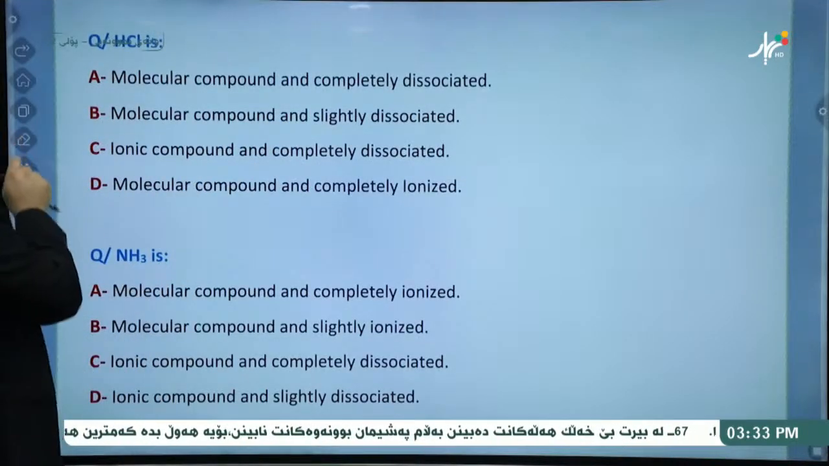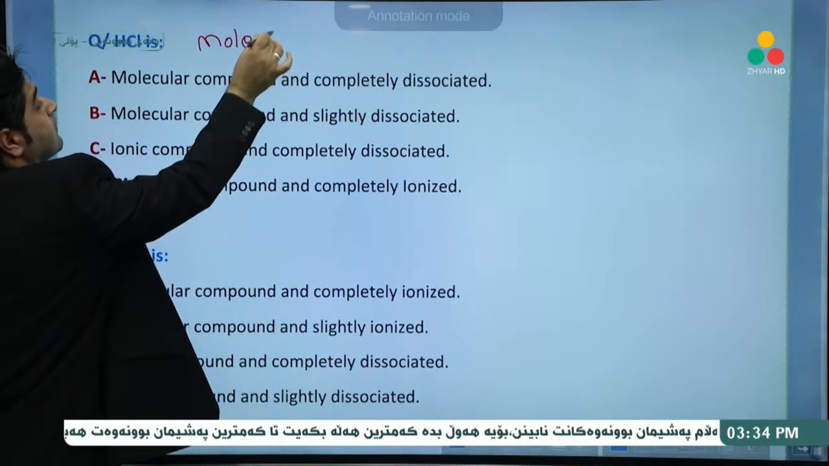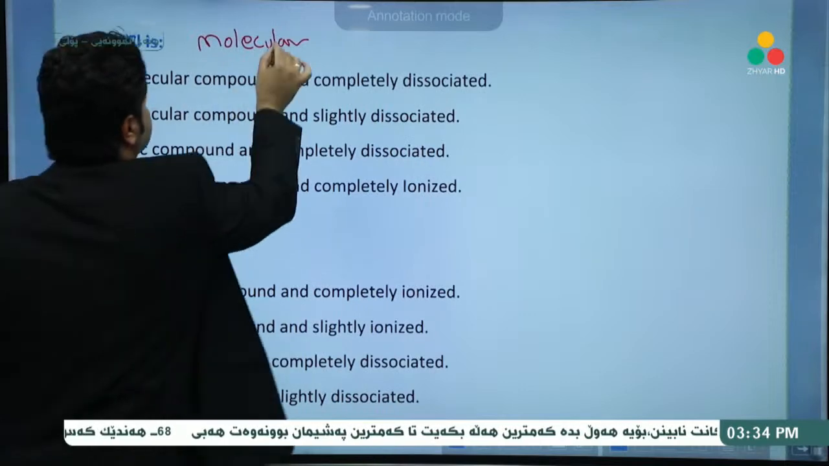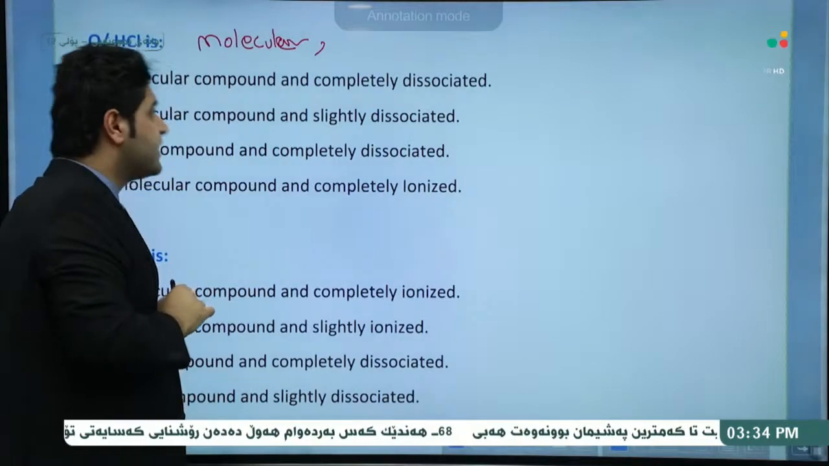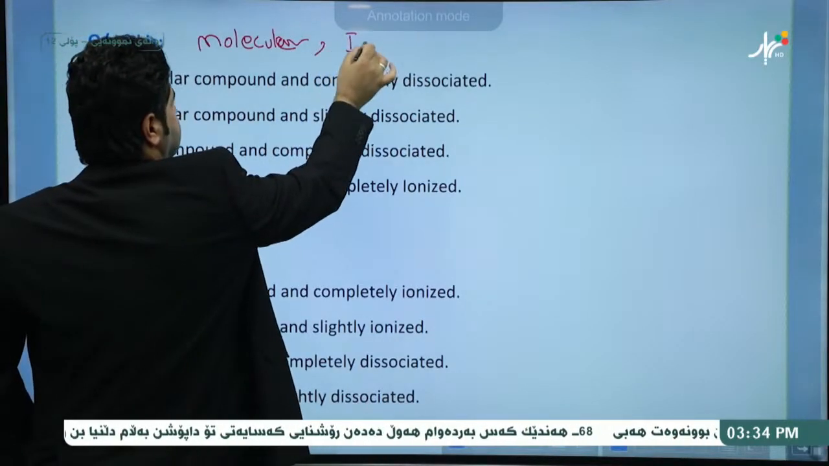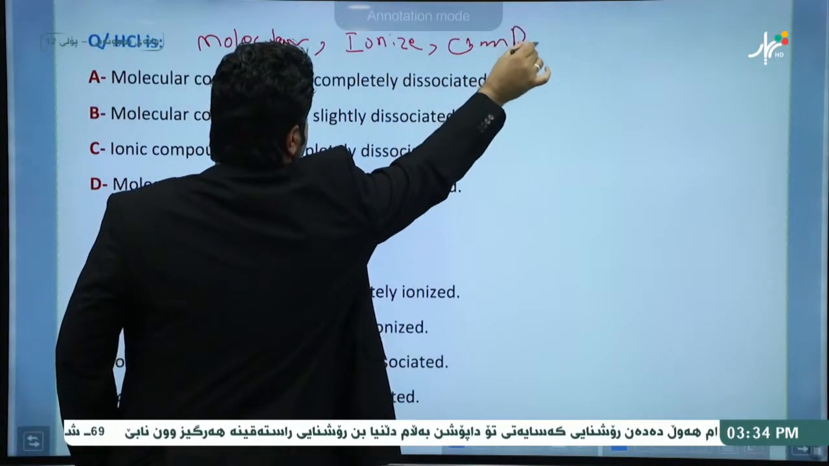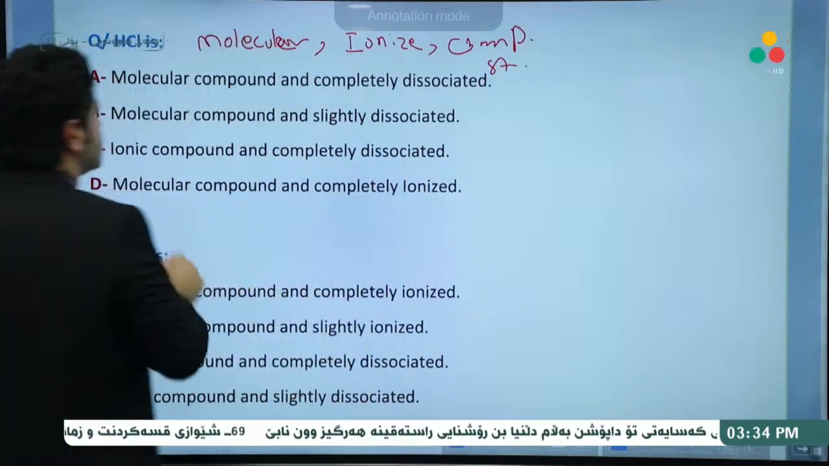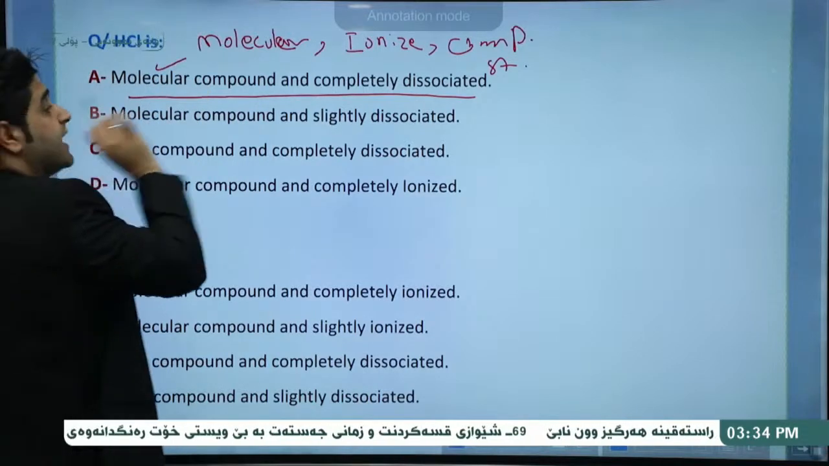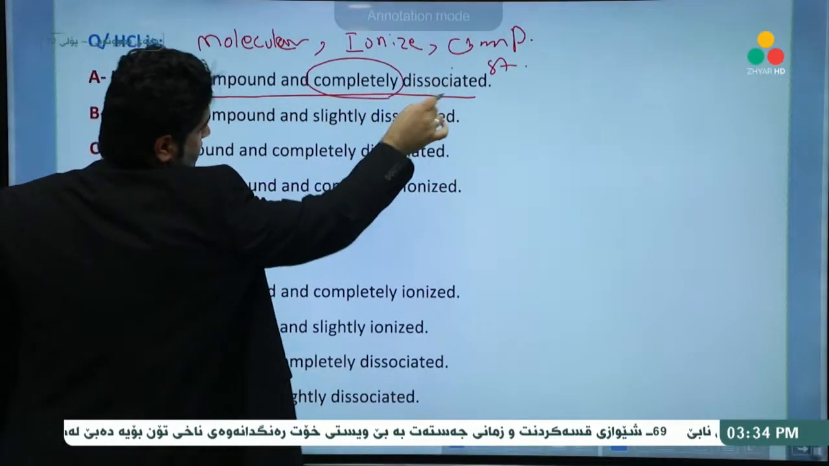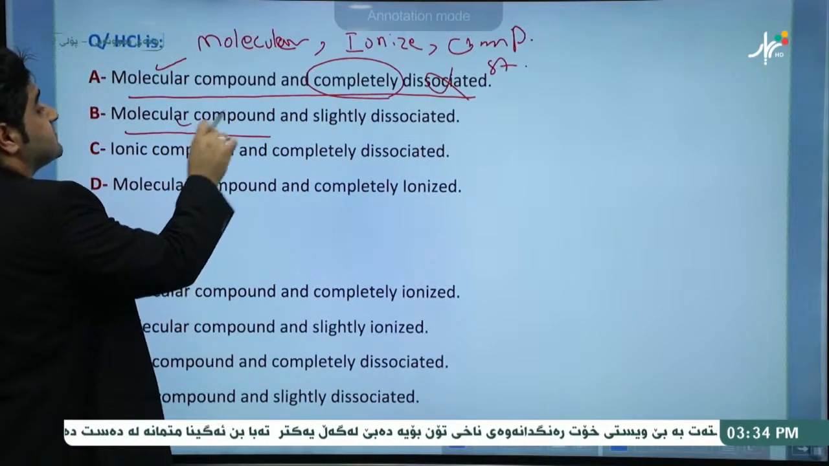HCl is, okay, I remember, a molecular compound. You know that? It will ionize completely because it's strong. So it's a molecular compound and completely dissociated? Right, it's a molecular compound and it's completely, but not dissociated, ionized. Okay? It's a molecular compound, yes, it's right.